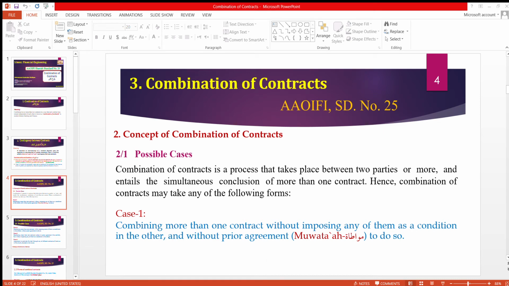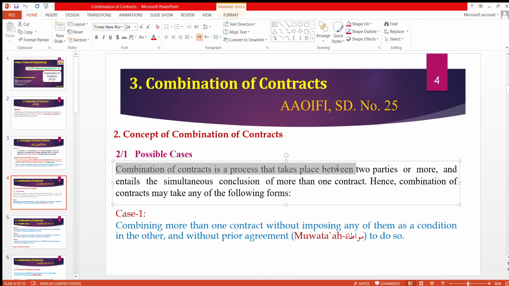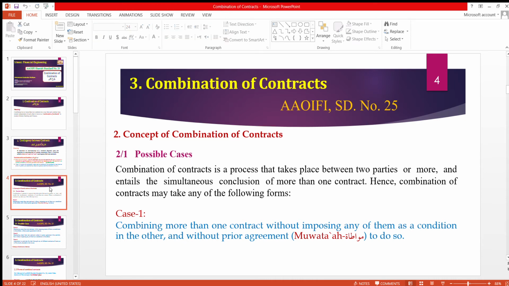So here, from 2/1: the combination of contracts is a process that takes place between two parties or more and entails the simultaneous conclusion of more than one contract. Hence, combination of contracts may take any of the following forms. In this part, the AAOIFI Sharia Standard is telling about the possible cases that can be considered as combination of contracts.